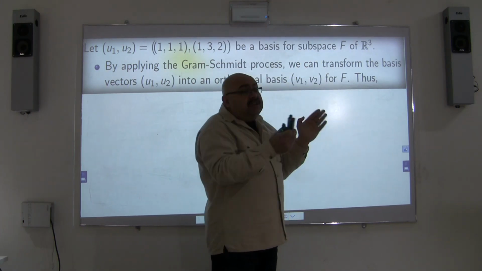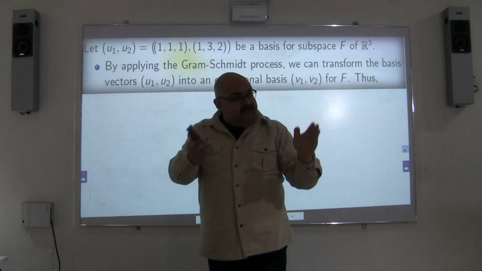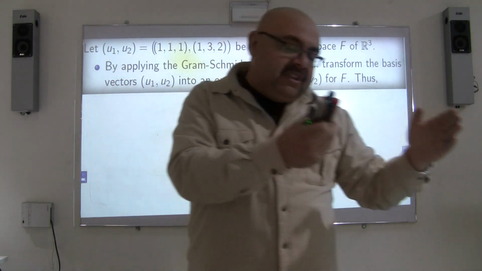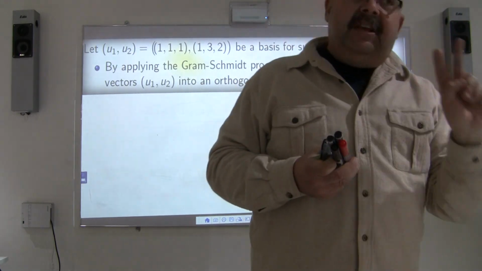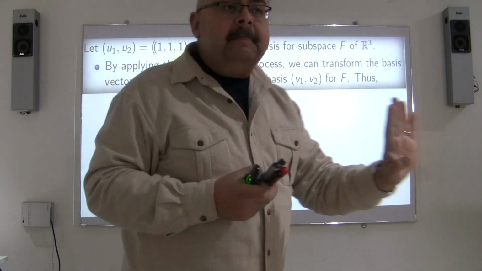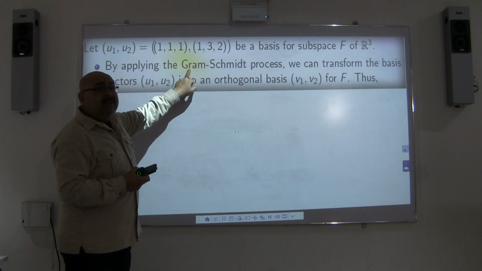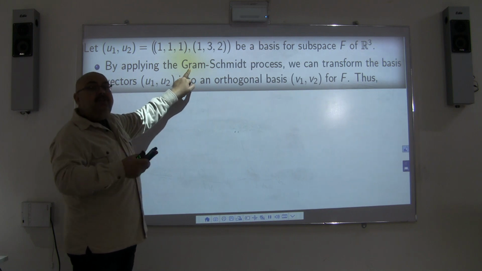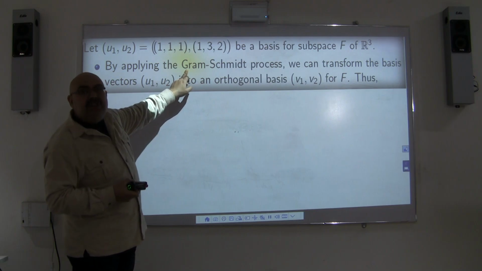which are a basis for a subvector space F, which is a subset of R3. One of the sub-vector spaces from the vector space R3, with the basis of these 2 vectors, (1, 1, 1) and (1, 3, 2). Am I right? Okay. I need to apply the Gram-Schmidt process in order to get an orthogonal basis.